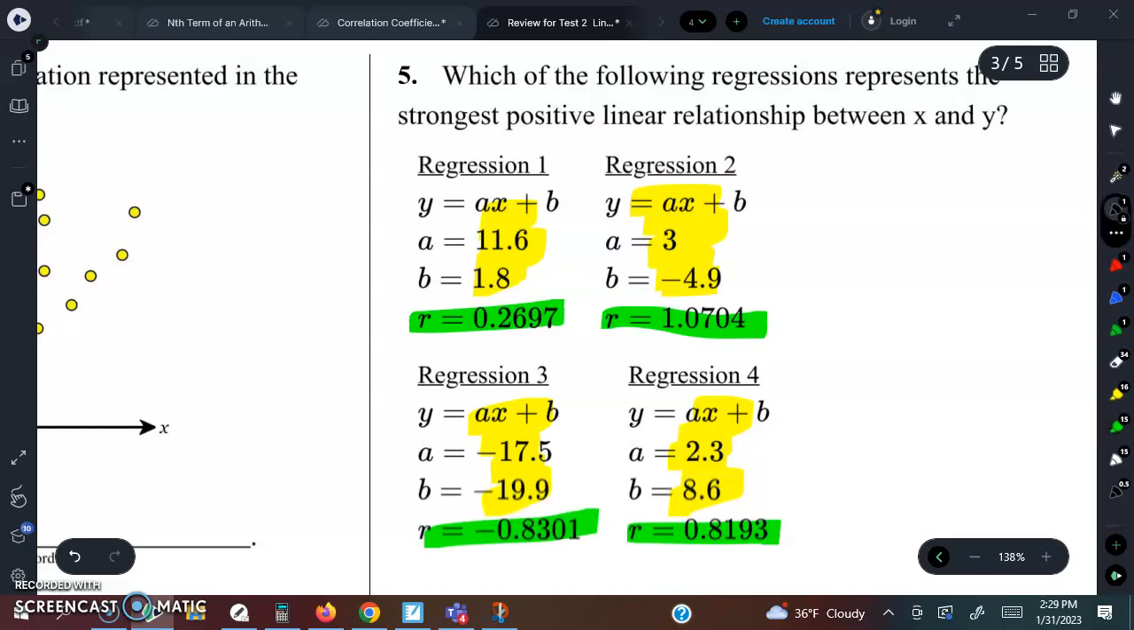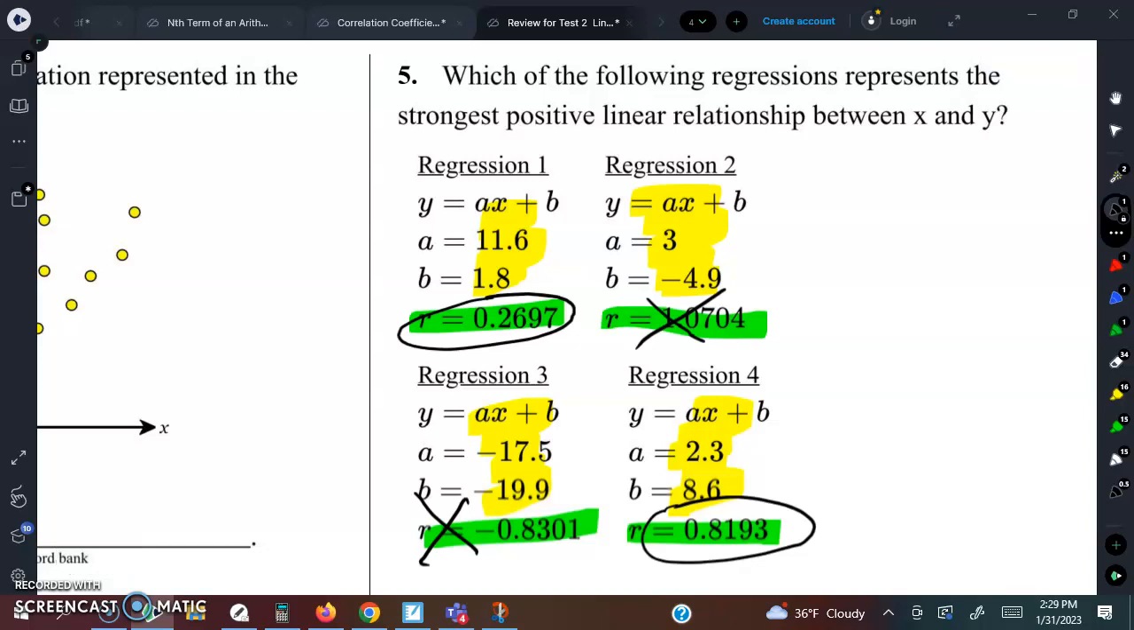That's the only thing we're looking at. Okay, so we want to find the biggest positive number. So the biggest number here is this 0.8301, but it's negative. So we're going to eliminate that. This number's big too, but it's over 1, so we eliminate that. So we're picking a bigger number between this 0.26 and 0.81 because it's a strong positive linear relationship. So it's going to be regression 4, and that's the one you pick.